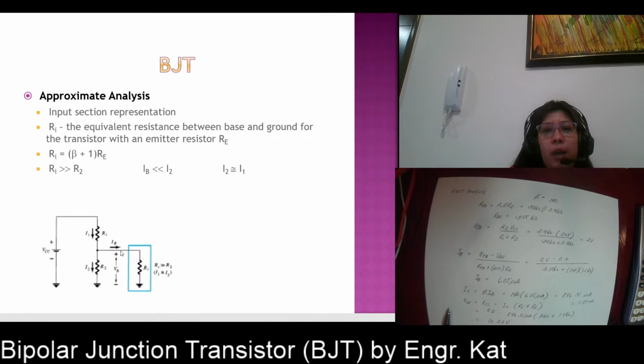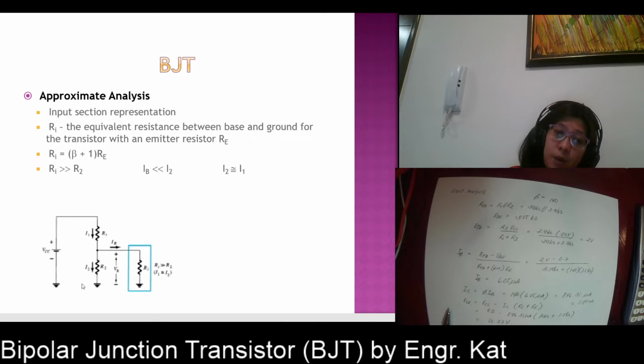However, when your Ri is very, very large, your current doesn't want to pass through this larger value. So where does the current want to pass? The current always chooses the least resistance path. When R1 here is very, very large, almost all of your I1 wants to pass through your I2. Therefore, I2 is much, much greater than your IB. When that happens, I2 becomes approximately equal to your I1.